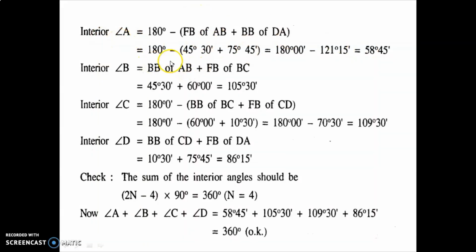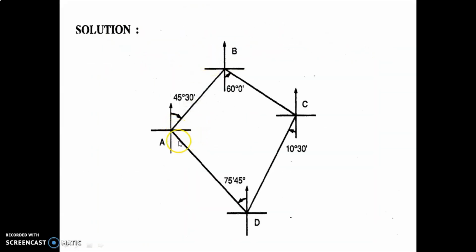You can see this is our angle A, this 45 degrees 30 minutes. As per the mathematical rule, if this is 45 degrees 30 minutes, this angle will also be 45 degrees 30 minutes. If this is 60 degrees, this will also be 60 degrees. If this is 10 degrees 30 minutes, this angle will also be 10 degrees 30 minutes. Suppose 75 degrees 45 minutes, this angle will also be 75 degrees 45 minutes. So this is 45 degrees 30 minutes, this is 75 degrees 45 minutes, and the total from here to here is 180 degrees.